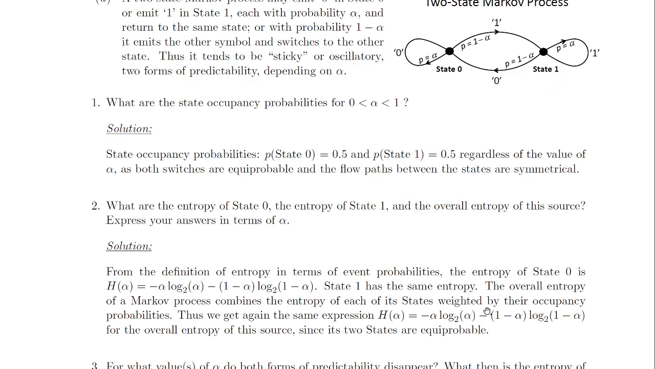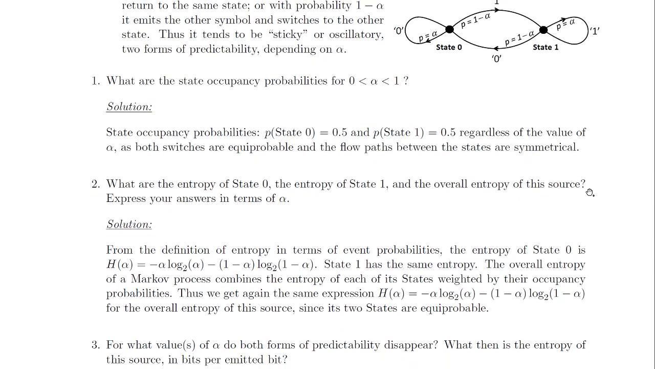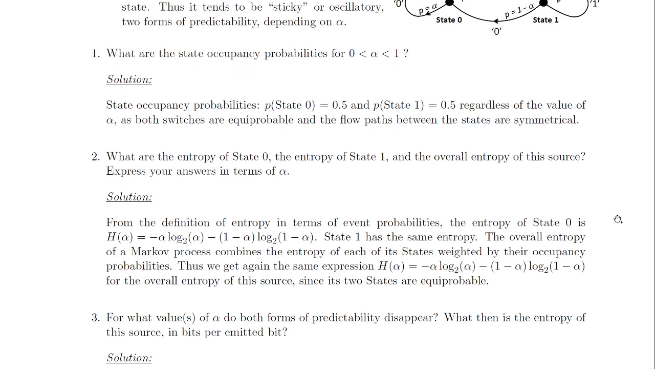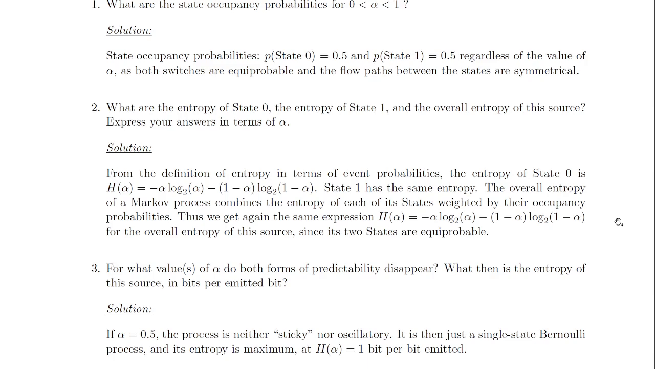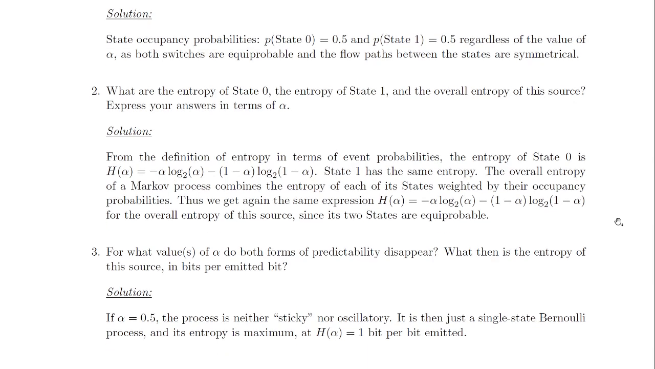Because state 1 is described by the same entropy, the overall entropy of this Markov process is therefore just this expression. And if we made a plot of the entropy as a function of the probability parameter alpha, we would just get that familiar inverted U-shaped curve peaking at 1. For what values of alpha do both forms of predictability disappear?